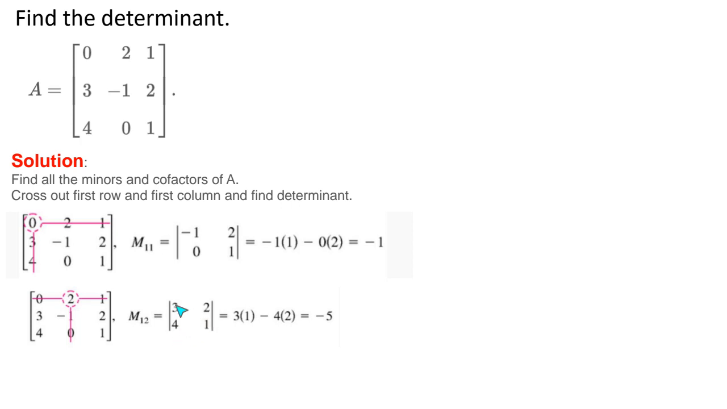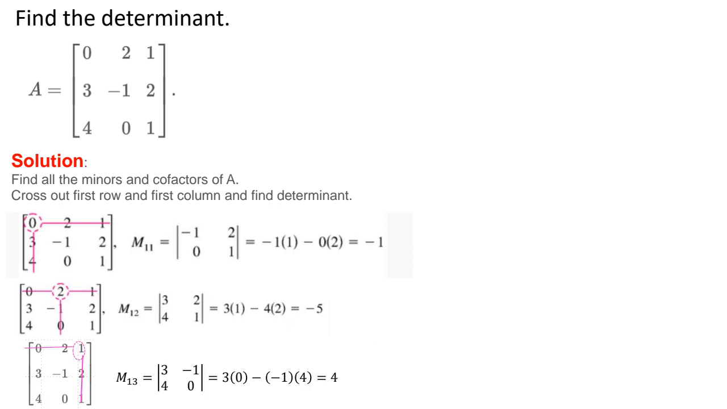So if we find the determinant, we get 3 times 1 is 3, minus 4 times 2 is 8. So that gives us a negative 5. And then we keep going. Right? So the next one will be this row and this column. And then we see the 2 by 2 matrix.